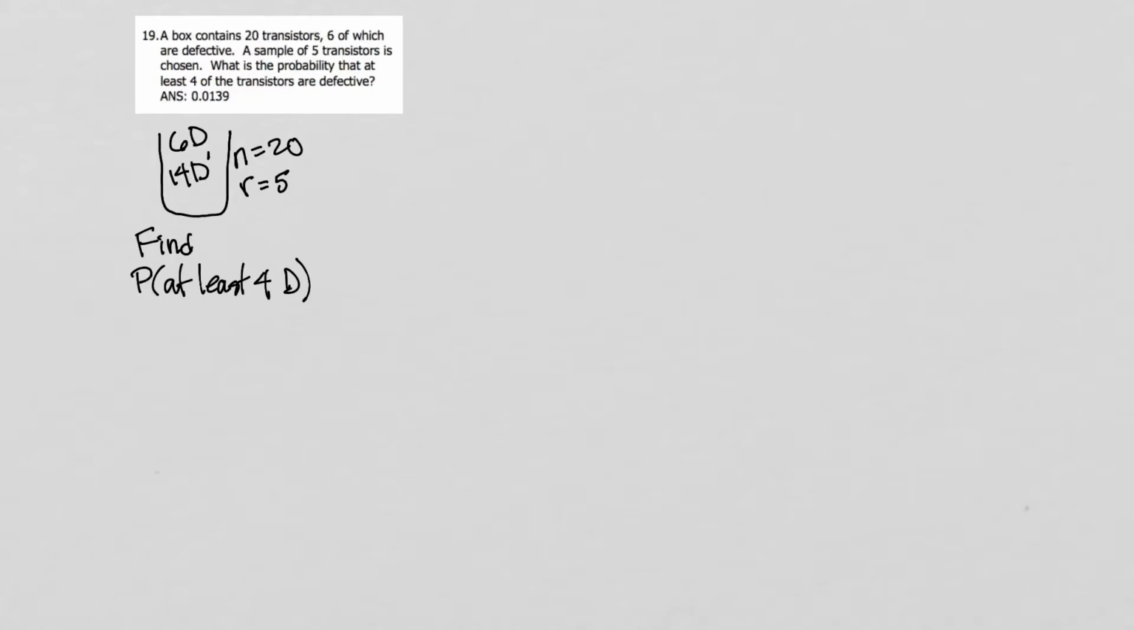So we're looking here for the probability of getting at least 4 defectives. So how do we get at least 4? At least 4 means we could get 4 defectives or 5 defectives, right? What we're doing here, remember, is we're choosing 5, and we want at least 4 defectives. So how do you get at least 4 defectives? You could get 4 defectives or 5 defectives. So I think we can write this like this.